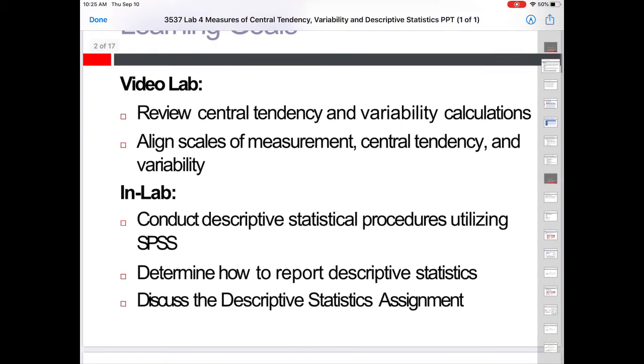So, like I said, in this video lab, we're going to review central tendency and variability calculations, align our scales of measurement in central tendency and variability. And in our in-lab, we're going to actually conduct descriptive statistical procedures utilizing SPSS, determine how to report those descriptive statistics, and then also discuss the assignment, which will be assigned next week.